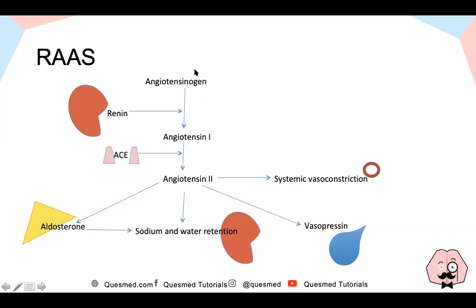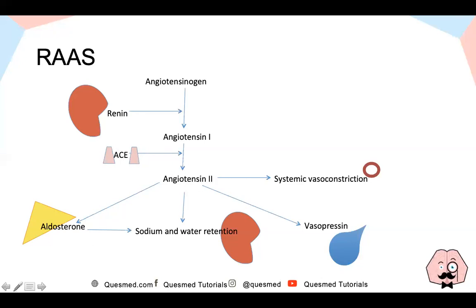Angiotensinogen is our precursor protein, which is broken down into angiotensin 1 when renin is released from the kidneys. Renin is released in response to a low blood pressure. Angiotensin 1 is then cleaved by angiotensin converting enzyme in the lungs, and it becomes angiotensin 2.